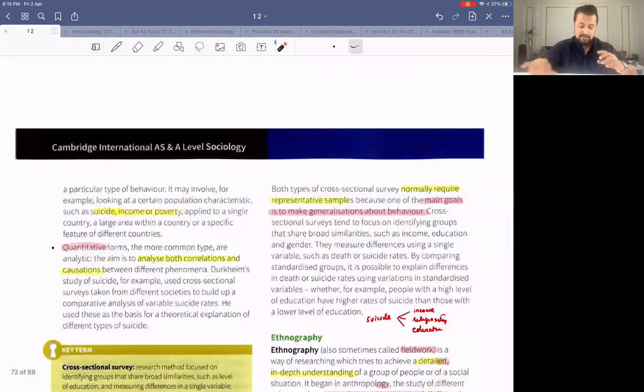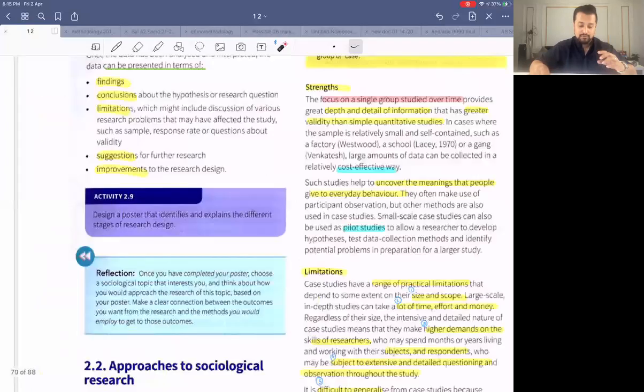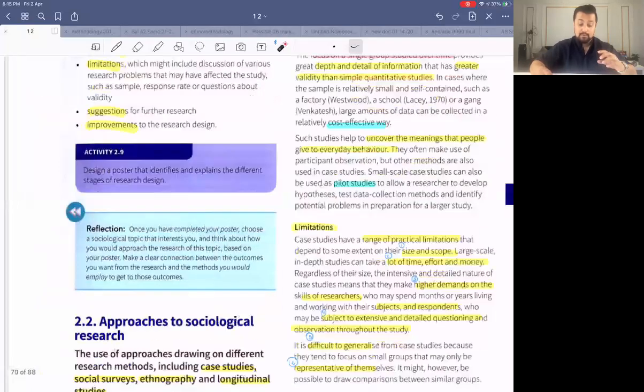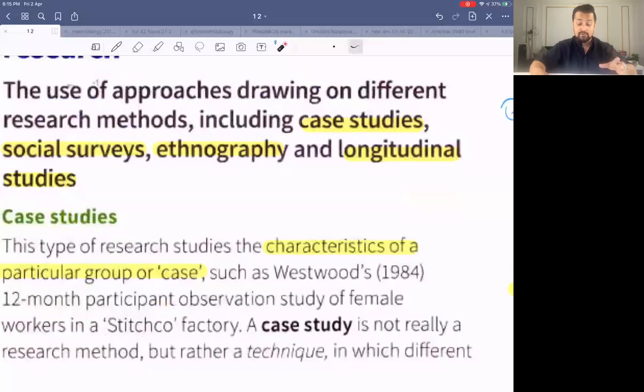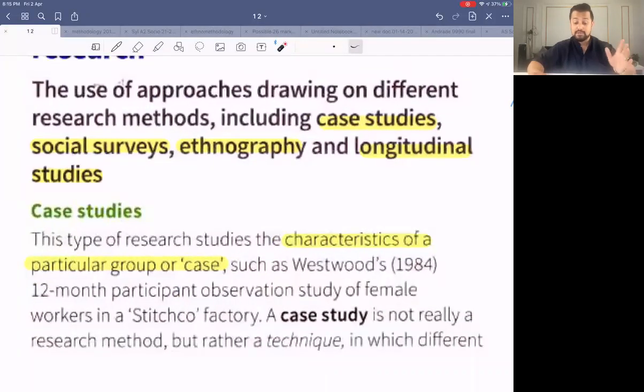And it was this that we started off with, approaches to sociological research. We spoke about the use of approaches drawing on different research methods, including case studies, social surveys, ethnography, and longitudinal studies. Does anyone have any questions?